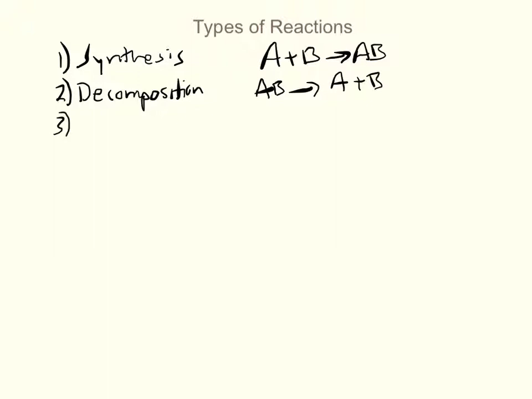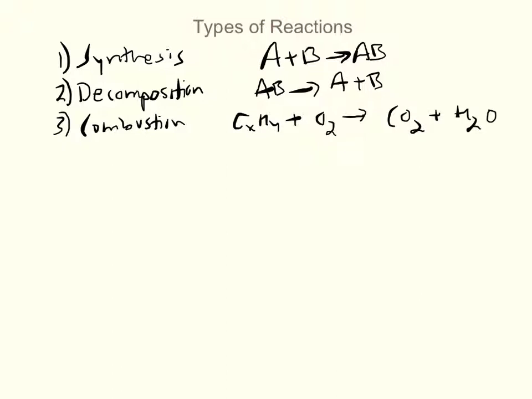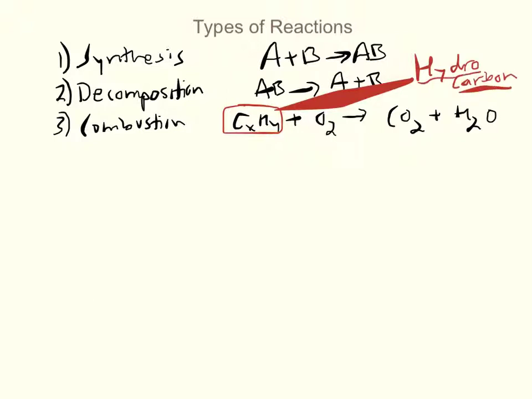Third type of reaction is combustion, and this is when a hydrocarbon, so CxHy, where x and y are variables, is combined with O2 gas, burning, to form CO2, carbon dioxide, and water as products. So this is always a combustion reaction. We have to have a hydrocarbon. Remember, a hydrocarbon is just a molecule with only carbon and hydrogen in it.